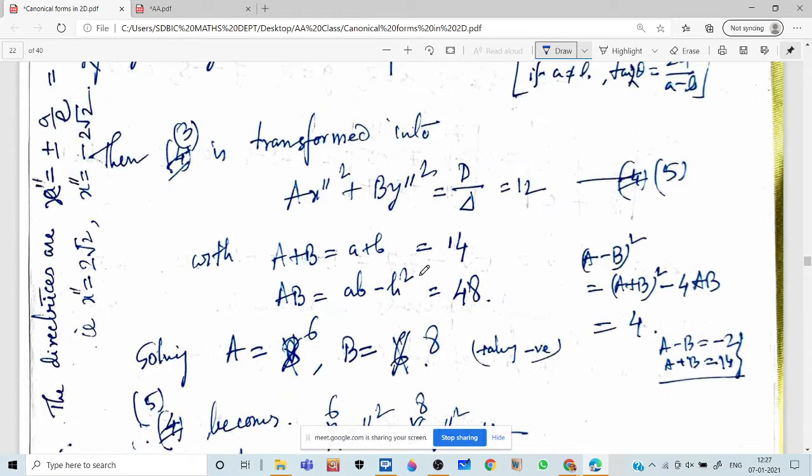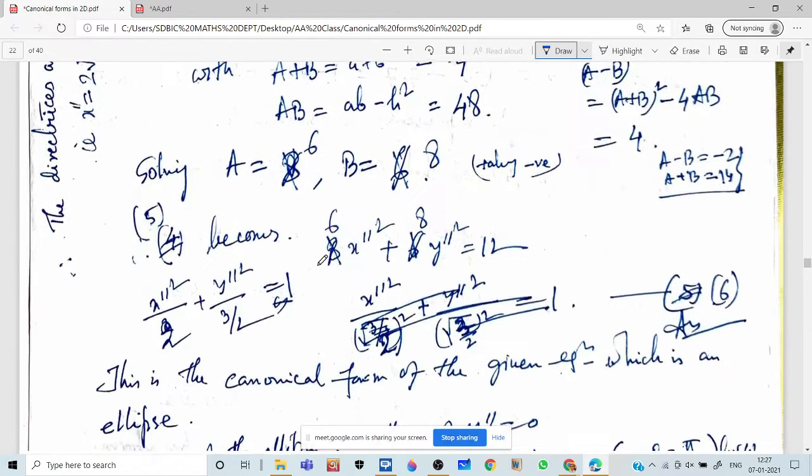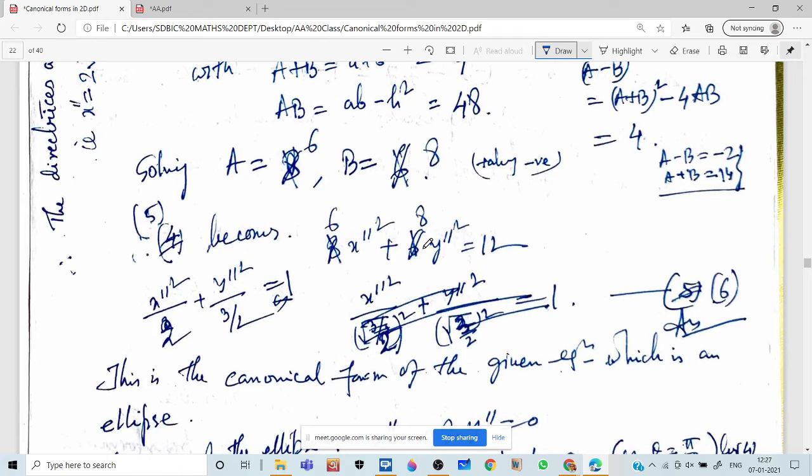And then equation 5 becomes 6 into x double dash square plus 8 into y double dash square equal to 12. So dividing on both sides by 12, x double dash square by 2 plus y double dash square by 3 by 2 equal to 1. And this represents the ellipse. This represents the canonical form. This is the required canonical form, which is the ellipse.